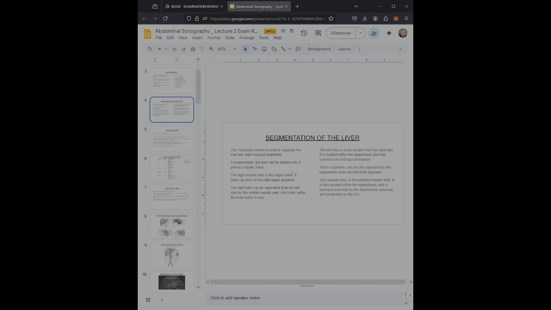And the right lobe can be divided into anterior and posterior segments by the right hepatic vein. And the right hepatic vein lies within the right intersegmental fissure. The right lobe can be separated from the left lobe by the middle hepatic vein, which lies within the main lobar fissure. And the right and left lobes are also separated by the gallbladder fossa.